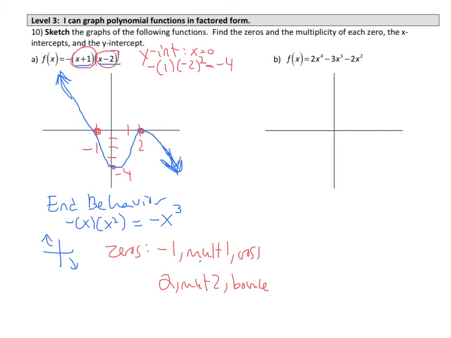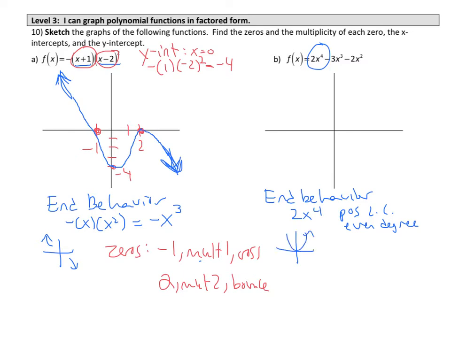Okay, in the next example, the end behavior, we're going to look at our leading term, or the term with the biggest power, and so we have 2x to the 4th. This has a positive leading coefficient and an even degree, because it's degree 4. So a positive leading coefficient and even degree is going to have the same end behavior as x squared, like this, so it's going to be going up on both sides.